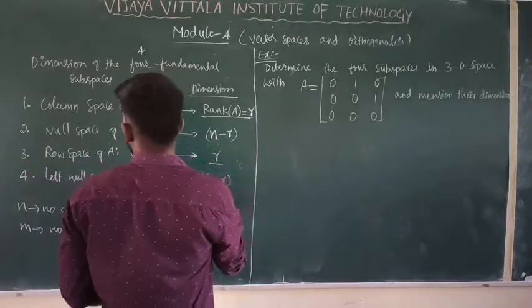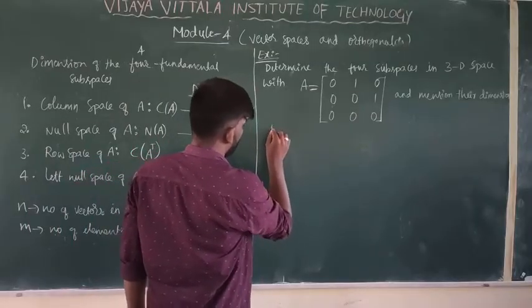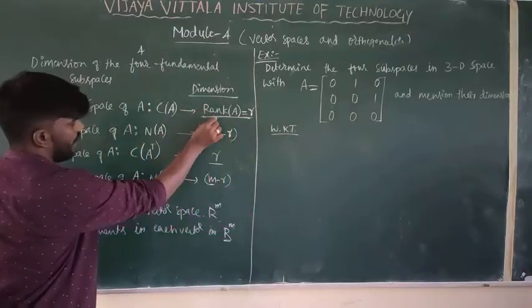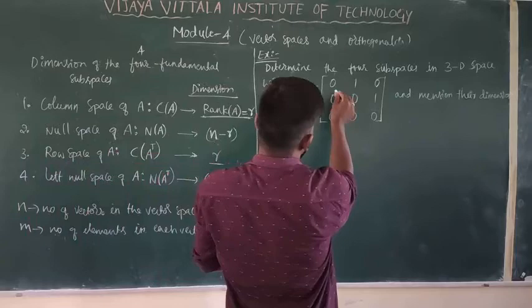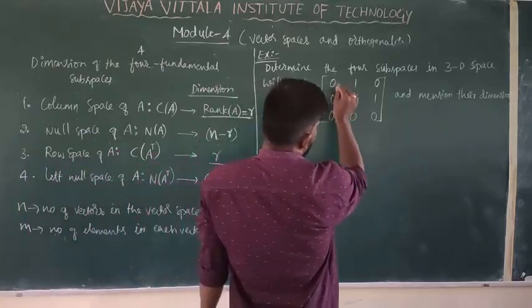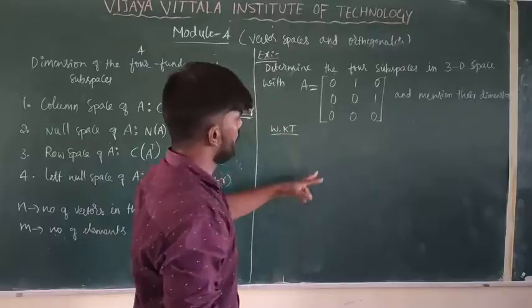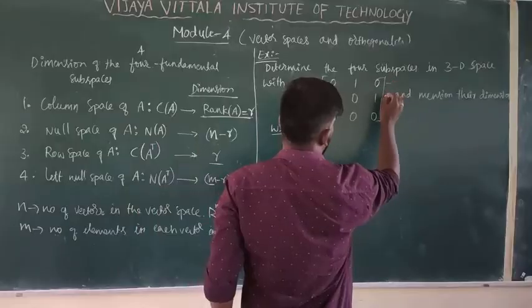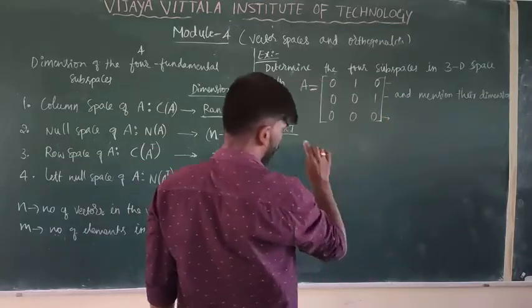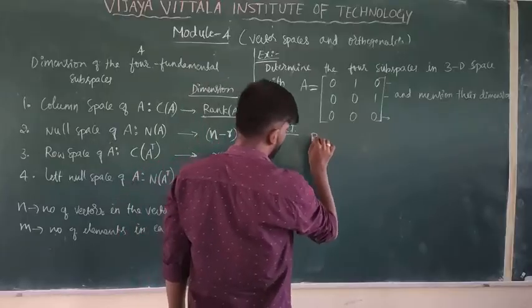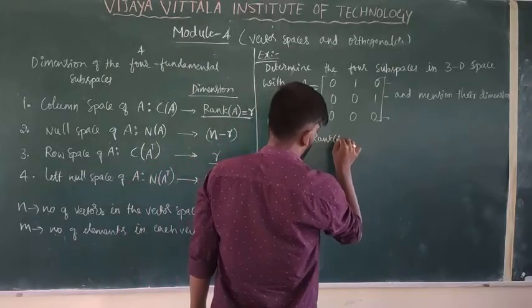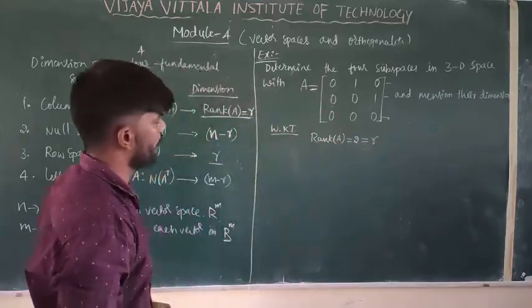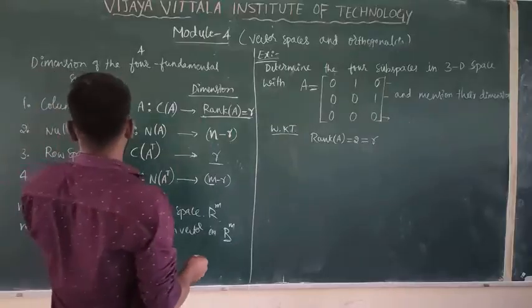First, we have to find the column space of A. For the dimension we want the rank, therefore we find the rank first. What is rank? The number of non-zero rows in the matrix. Here the first row and second row are non-zero. The third row is a zero row. Therefore, the rank of A is 2, which is also denoted by small r.